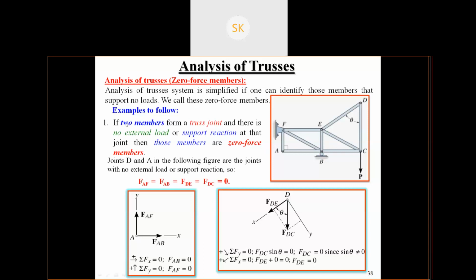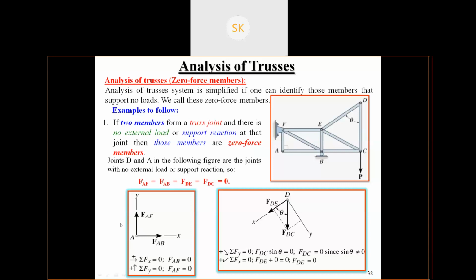Suppose two members form a truss joint. Suppose these two members form a truss joint A, and there is no external load or support reaction at that joint. See, this is the member. There is no external load and no support reactions. Then those members are zero force members.